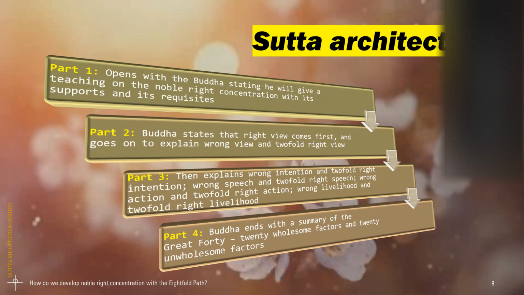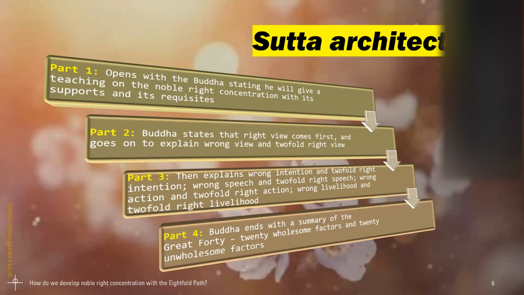The next part of the teaching is really explaining about wrong intention and the twofold right intention, then wrong speech and the twofold right speech, then wrong action and the twofold right action, then wrong livelihood and the twofold right livelihood. What happens as he goes through is that he talks about how right view and right effort and right mindfulness run and circle together in order to activate and help the path. It's part of the support. And that's how you get to the noble right concentration.